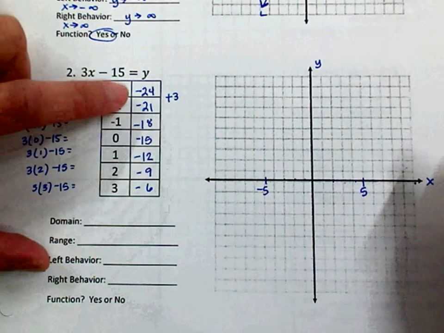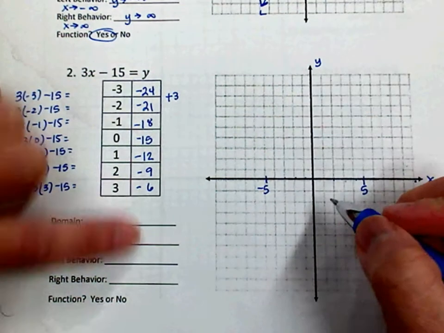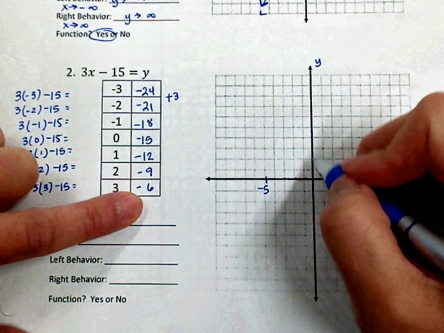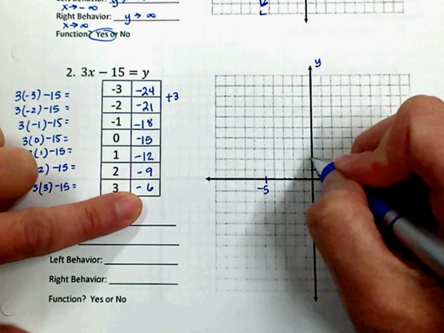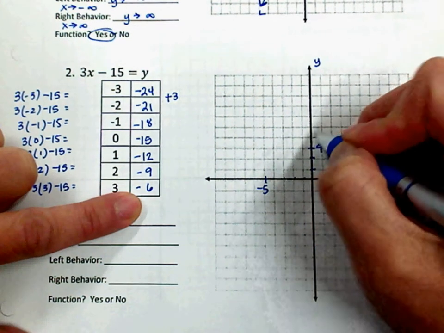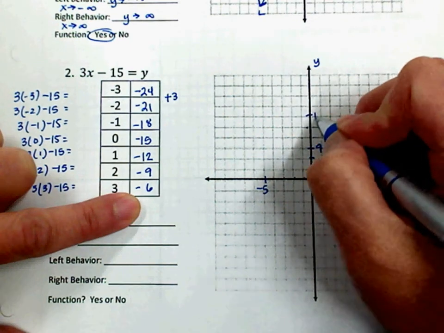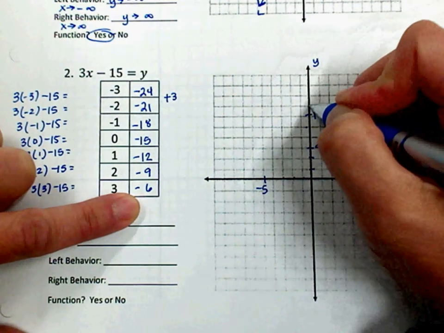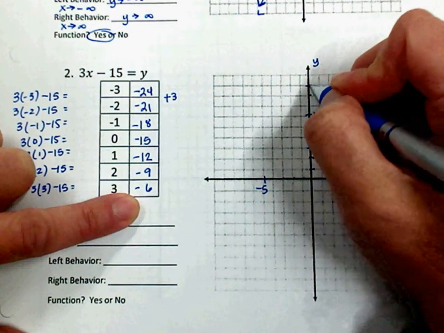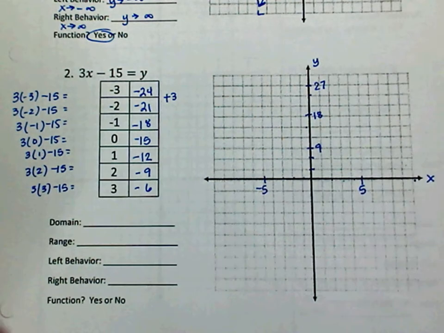And for my y's, notice they never have to be the same. I'm going to go by 3. 3, 6, 9, 12, 15, 18, 21, 24, 27. See how I'm going up by 3? You can do that.